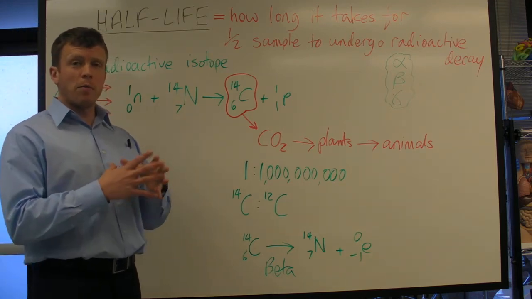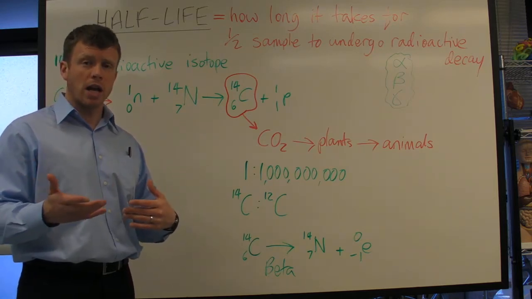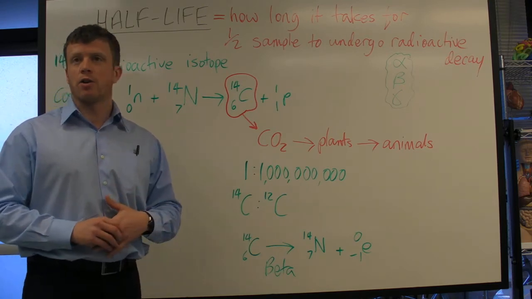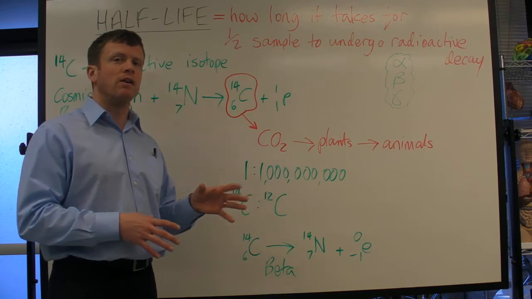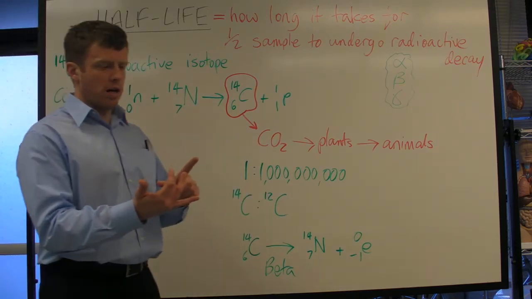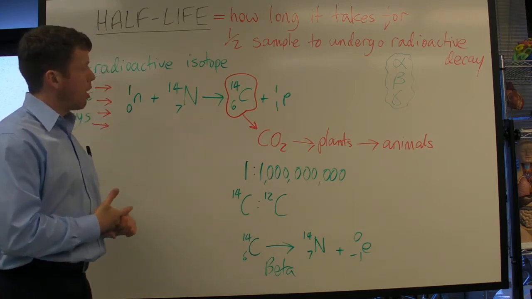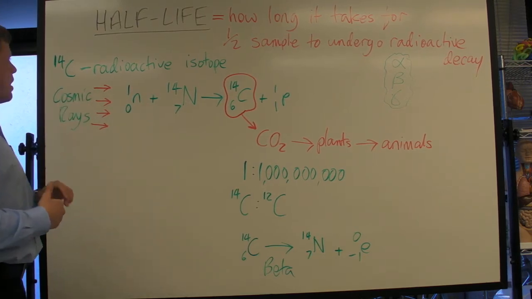Remember that on the periodic table there's a certain group of elements above atomic number 83 that are radioactive, but for all the other elements there could be a radioactive isotope. There are definitely isotopes for all those other elements, but not all of them are radioactive. For carbon, carbon's got a couple of stable isotopes, 12 and 13, and then carbon-14 is the radioactive isotope.